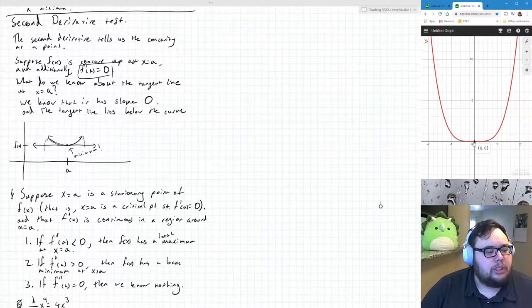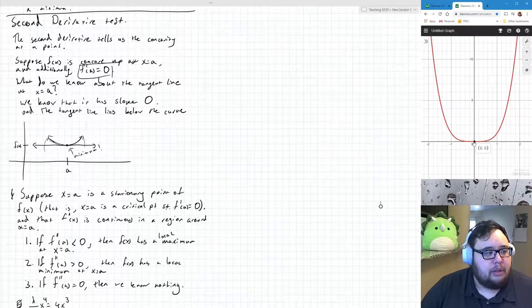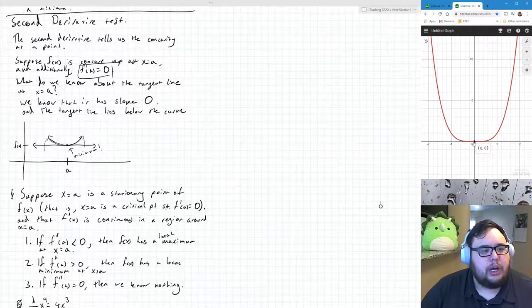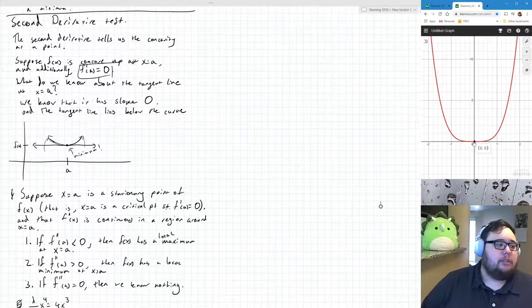And in most real-world situations, i.e. optimization-type problems, this won't happen. My first instinct, in general, when I'm finding maxes and mins, is to go to the second derivative test, unless the second derivative seems like it would be a big pain in the butt to find.